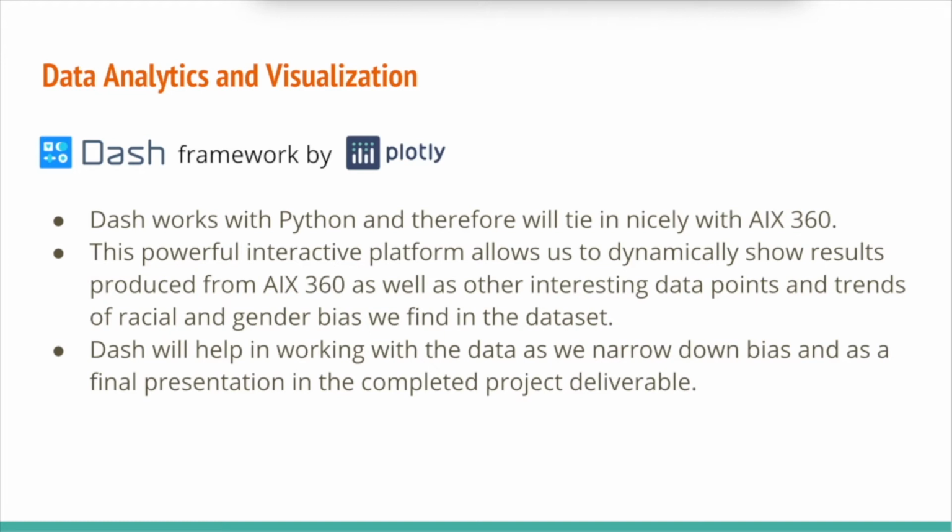Dash should help us clean up the dataset by quickly identifying certain data attributes that lead to bias and help us eliminate data attributes that don't help in finding bias. Dash will enable us to interact with the dataset and compare with the data produced from AIX360 to discover patterns that would have been missed otherwise. Once the dataset is refined, we will finally use Dash to help show the overall racial and gender bias in healthcare that we discovered, and this will be presented as a dashboard in the final deliverable.